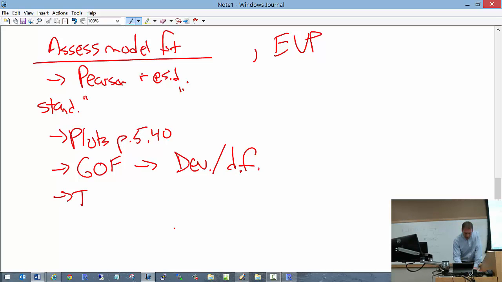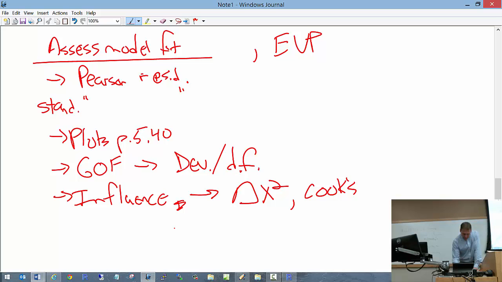Then we went into talking about the influence of particular observations. We looked at, for example, the delta X squared. We looked at Cook's distance. We also looked at some other measures too. Make sure you understand how to interpret them, and how to identify particular observations that are potentially influential from looking at those measures.